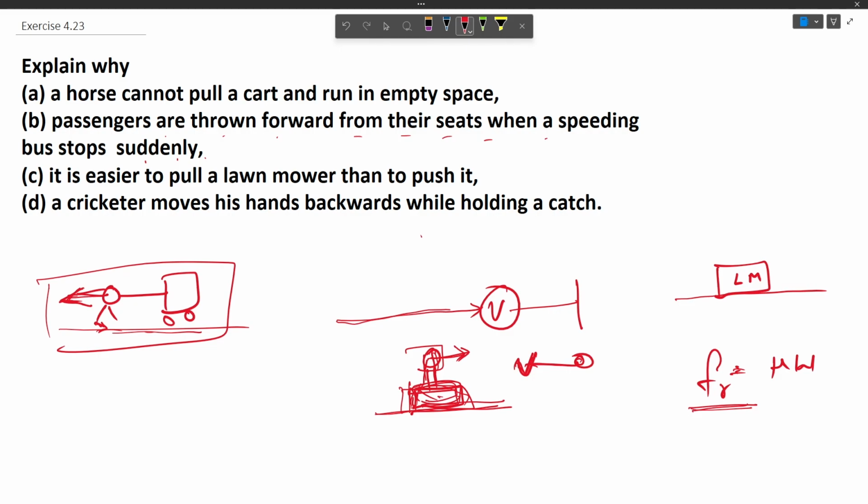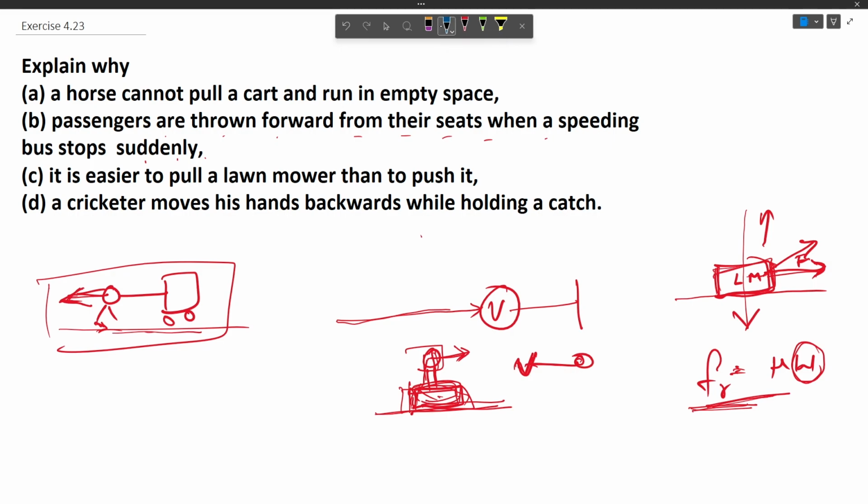So let us assume that the lawnmower is first pulled. This is the force that is pulling the lawnmower. Weight is acting in the downward direction. The pulling force has a component which will act in the upward direction, and also in the horizontal direction, which will lead to the pulling of the lawnmower. The upward component of the pulling force will be responsible for reducing the overall weight. So the frictional force will be reduced because the overall weight will reduce. That's why it is easier as compared to the case of pushing.